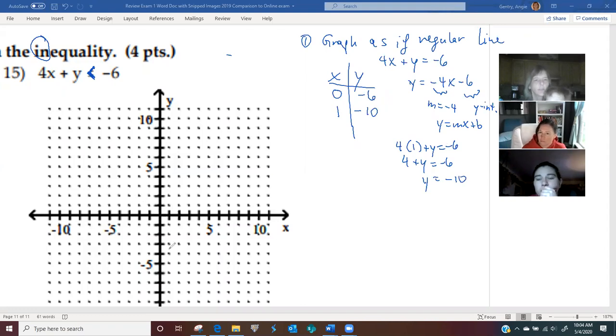So 0, negative 6 is here. And then we have a 1, negative 10, which is off my graph. It's not conveniently located. Let me put a negative 1 in. So for me to find those points, I need to not have this be a less than. I need this to be exactly equals. If x is negative 1.